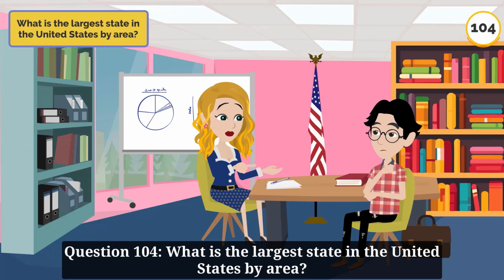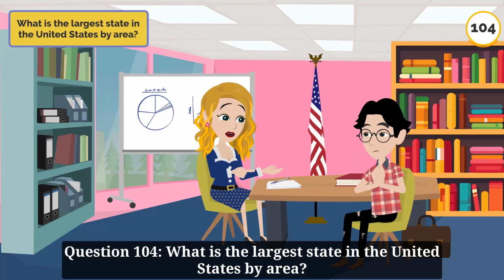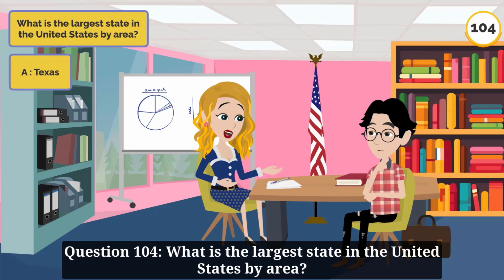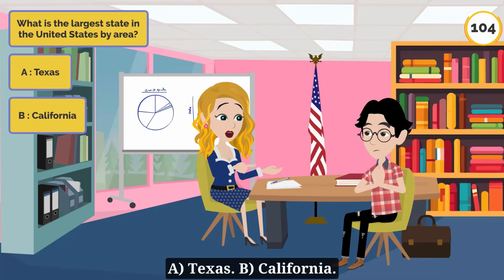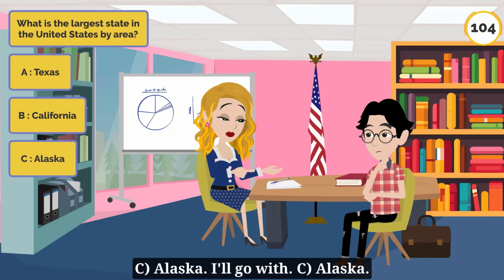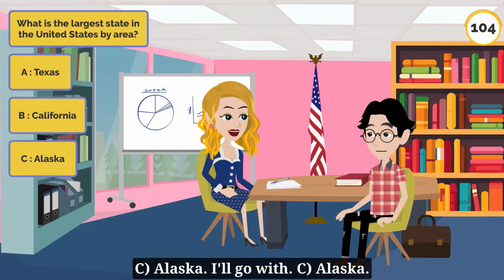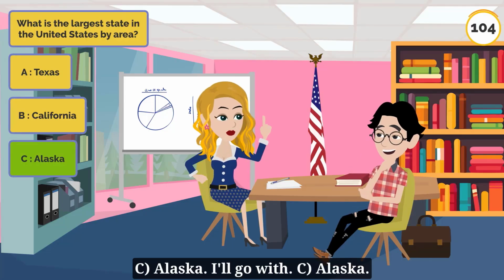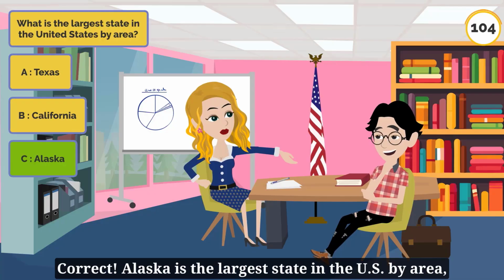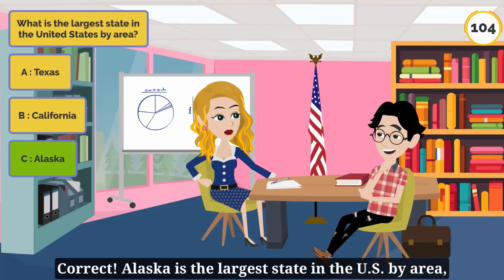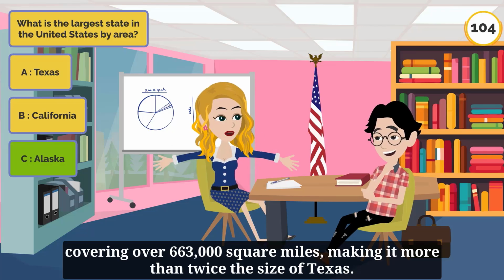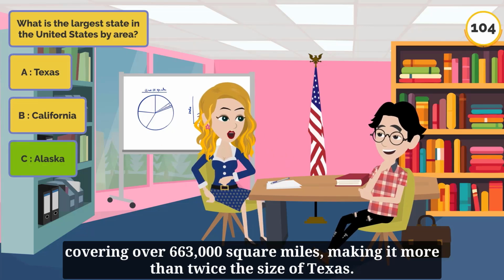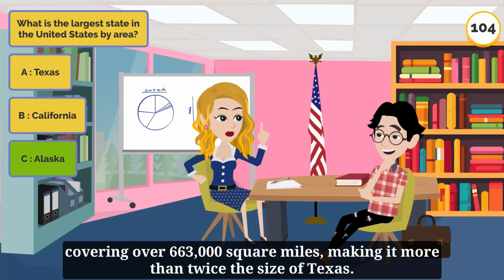Question 104. What is the largest state in the United States by area? A. Texas. B. California. C. Alaska. I'll go with C. Alaska. Correct. Alaska is the largest state in the U.S. by area, covering over 663,000 square miles, making it more than twice the size of Texas.